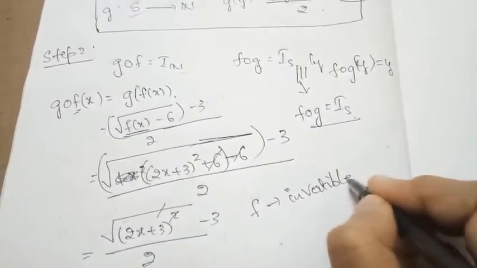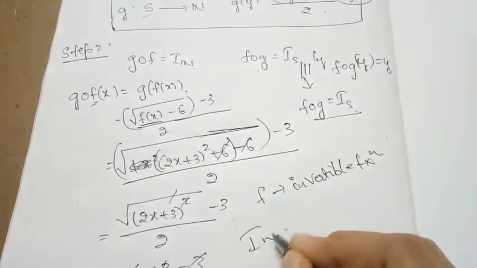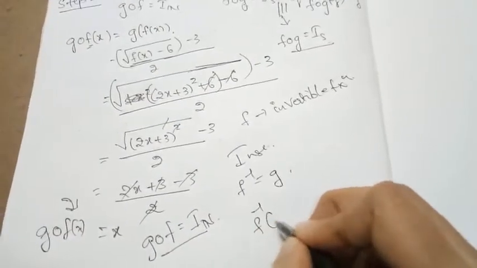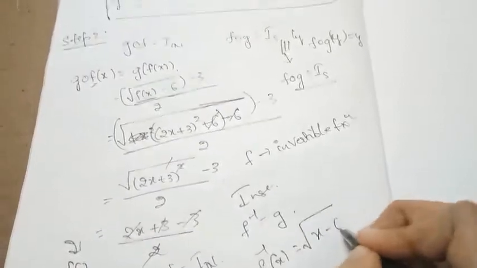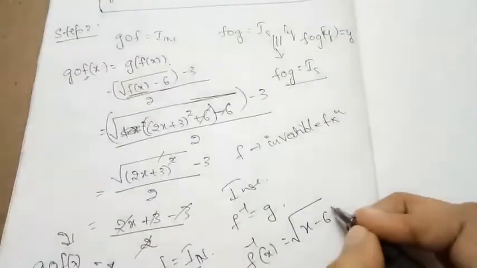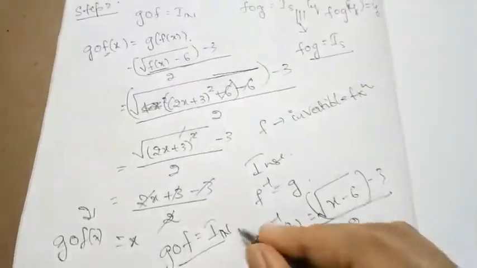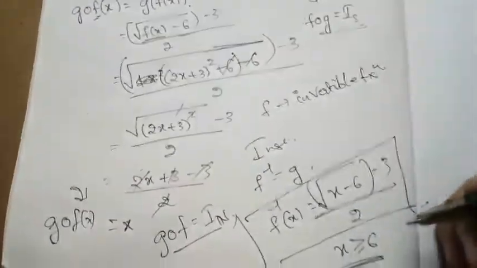f is an invertible function. And what is the inverse? Here the inverse is nothing but what? f inverse is equal to g, which is nothing but this one, that is f inverse of x is equal to square root of x minus 6 minus 3 divided by 2 for x greater than or equal to 6. So this is the inverse of the function f.